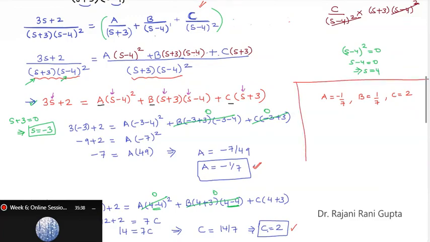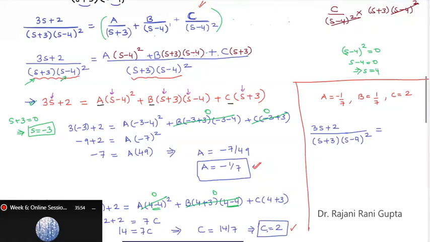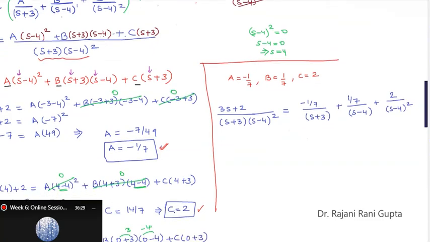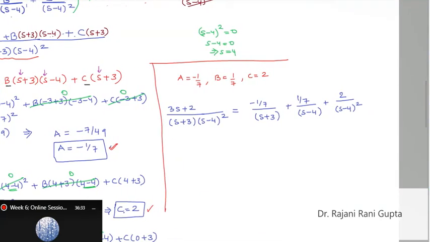So let's substitute these values. This will give us (3s plus 2) over (s plus 3)(s minus 4) power 2 is equal to a, which is minus 1 over 7, divided by s plus 3, plus b, which is 1 over 7, divided by s minus 4, plus c, that is 2, divided by (s minus 4) power 2.